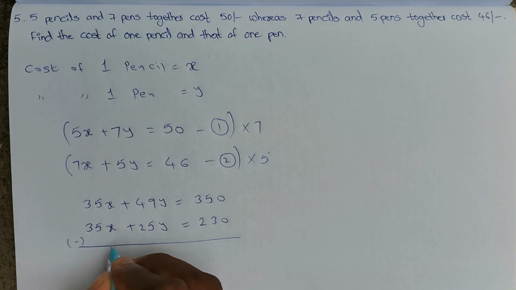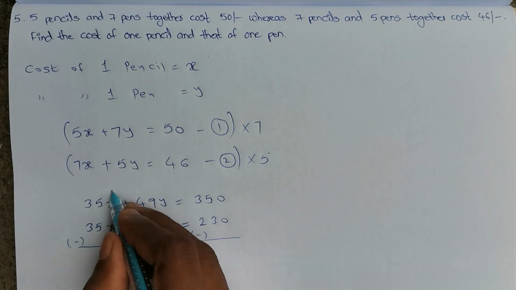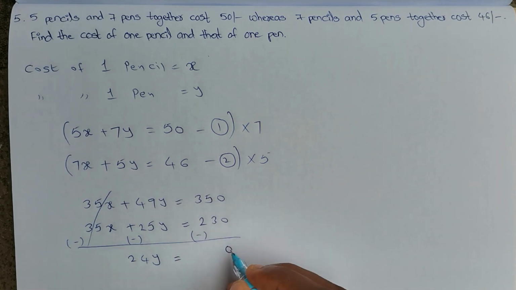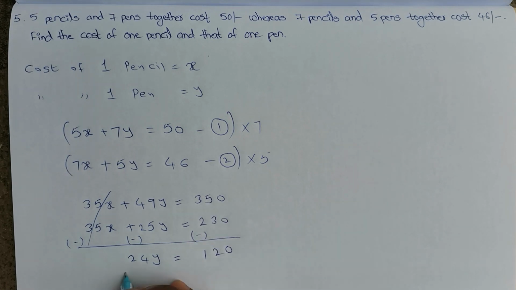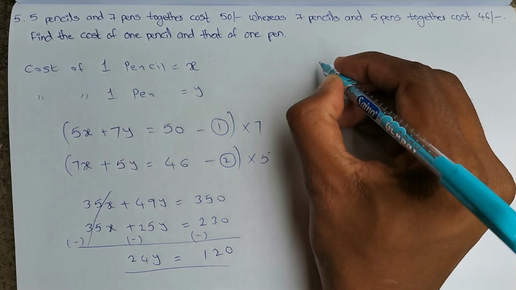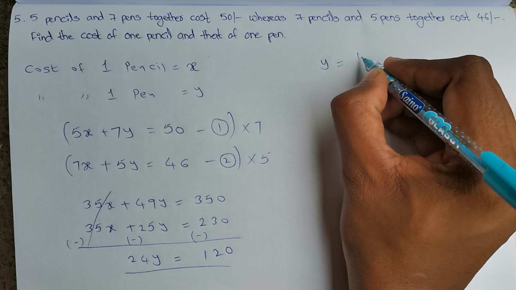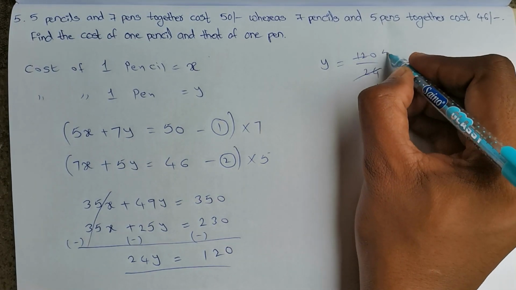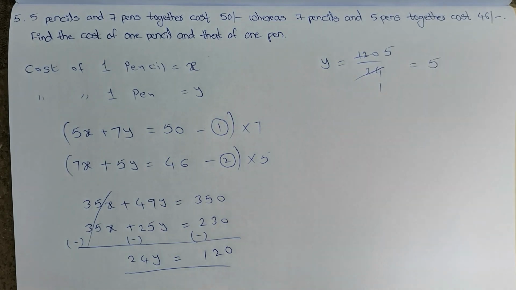I am doing subtraction of the two equations. 35x minus 35x both will cancel. 49y minus 25y, that is 24y, which is equal to 350 minus 230, 120. So 24y is equal to 120. We want y value, so take 24 to the right side. So we get y is equal to 120 divided by 24. So y value is 5.